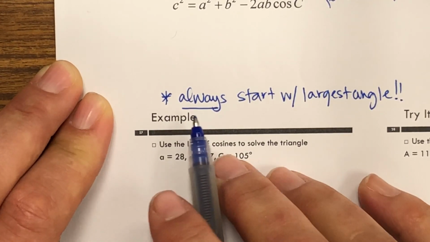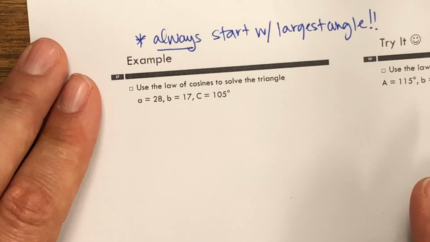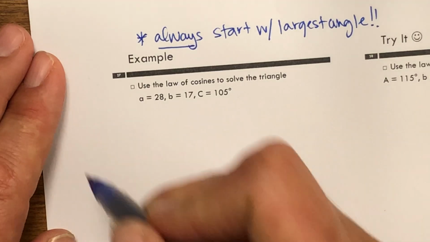I do not throw around always often. So when I do, you better be listening. So we're always going to start with our largest angle. All right, and I'll show you what I mean by that in just a second.